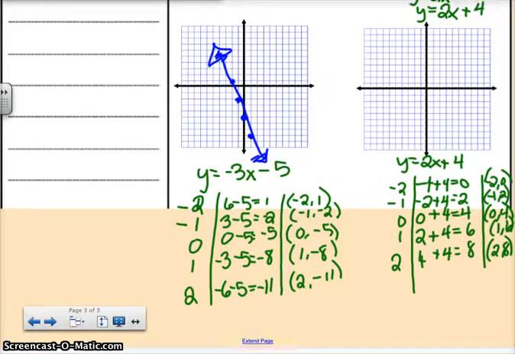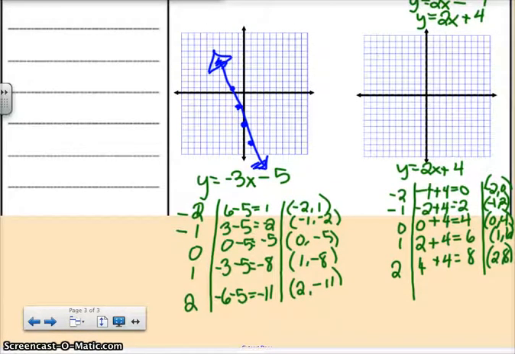So now I graph it. Last step is graph. -2, 0. -1, 2. 0, 4. 1, 6. And 2, 8. Graph it. Make sure to extend it. Include your arrows, and you're done.